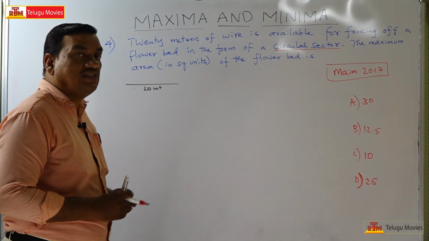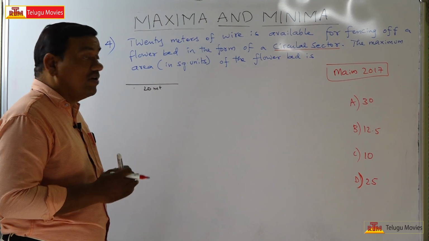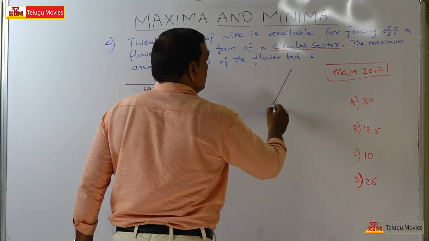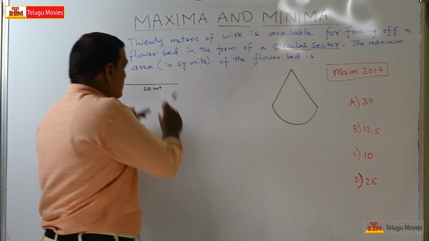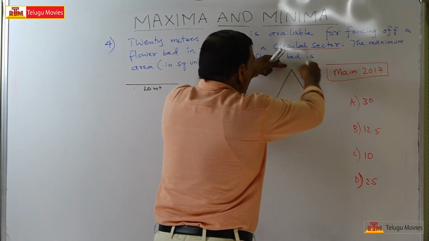You have to fence off, that means in the round you have to take a flower bed in the form of a circular sector. This is a circular sector. That means these 20 meters of wire you have to put around the boundary.